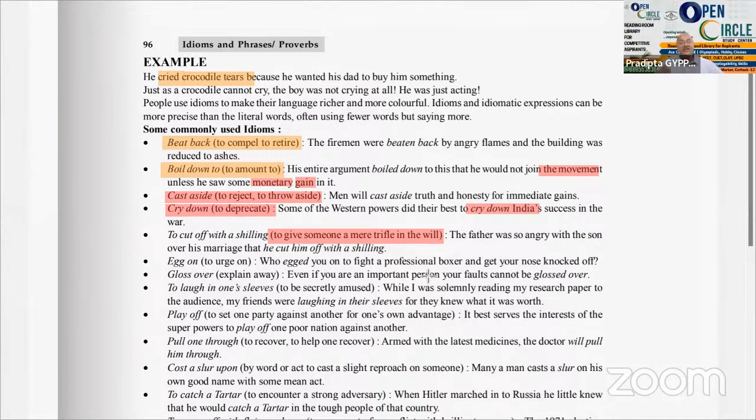Mere means samanya, very less. Trifle means less amount. Clear? For example, you ask me for pocket money. I'm your father and you ask me for pocket money. I will give you 50 paisa.